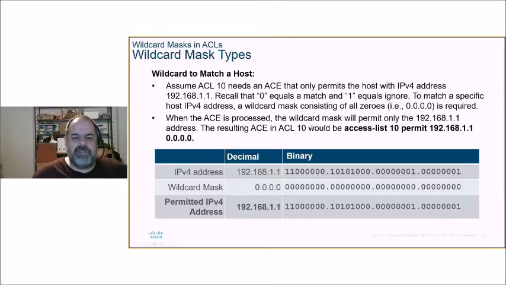The resulting access control entry would be access-list, that's the command, 10, so that's why it's access-list 10. The action is permit, then the supplied IP address is 192.168.1.1, and the wildcard mask would be 0.0.0.0, which translates to 32 zeros. Of course, when you look at this, all 32 bits must match the sample to actually get your permitted address.